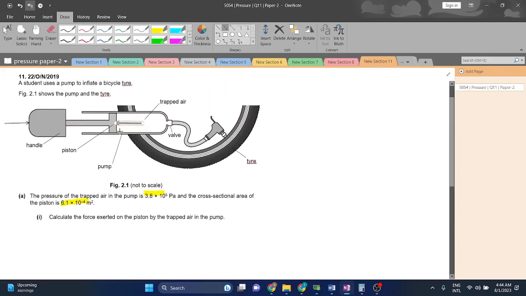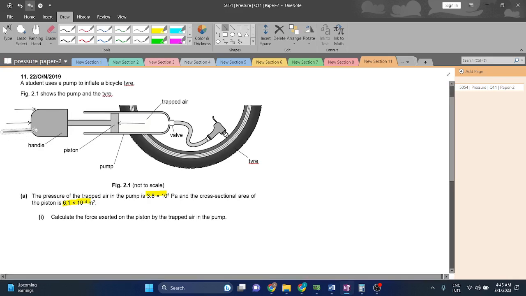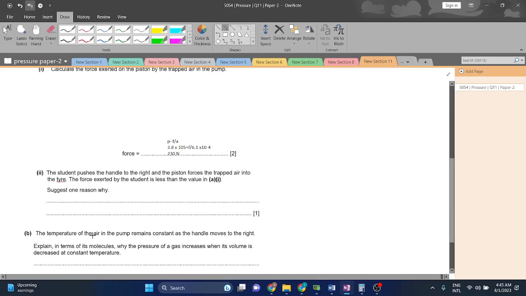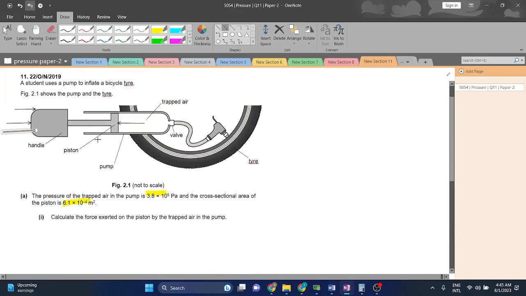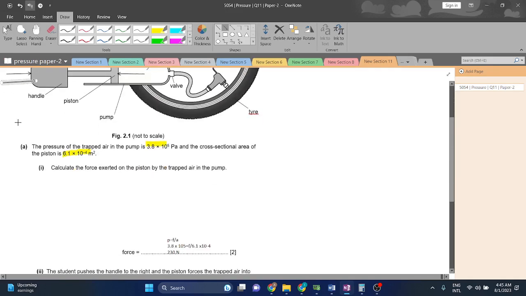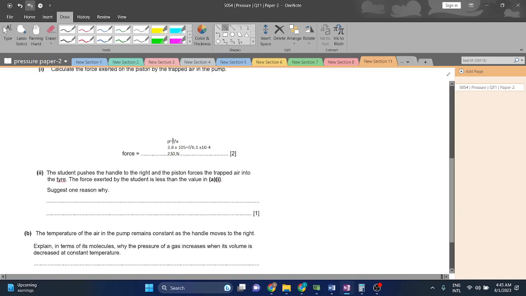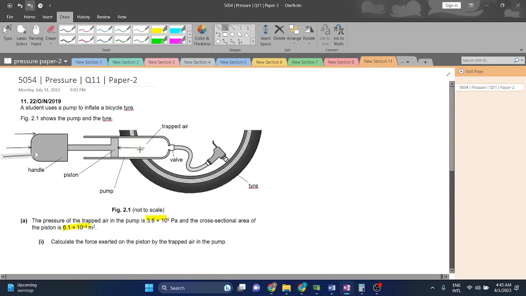They are saying that this value is larger than this value because the student is getting external help. That external help is, of course, the atmospheric pressure, which acts in support of the student pushing the handle. They are basically saying this force is larger than this force, right? The student is applying less force than the force applied by the air.